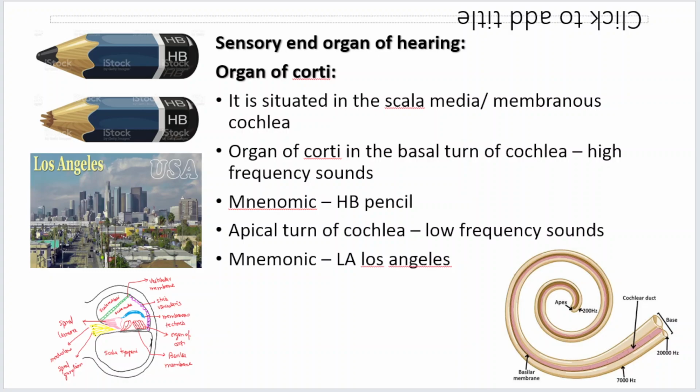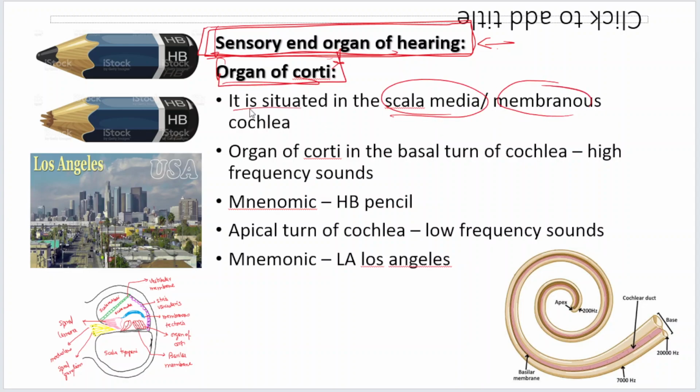Now coming to the sensory end organ of hearing, the organ of Corti. Here also there is a specific point that is important for you to remember. What is the sensory end organ of hearing? The organ of Corti. It is situated in the scala media, or membranous cochlea. As I said, the organ of Corti is present throughout this membranous cochlea. Here actually it's a very good diagram.